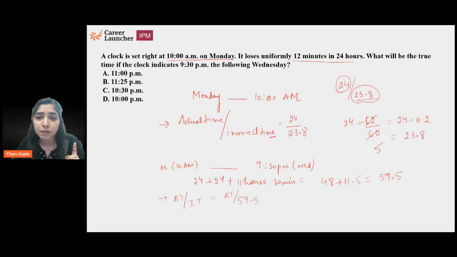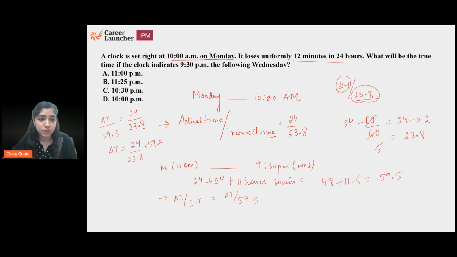Now understand one very important thing, that the clock is losing time on a constant basis. So for the actual time and incorrect time ratio, we're using the unitary method: when actual time was 24, the incorrect time was 23.8. Now we don't know the actual time, incorrect time is 59.5. So therefore it should be equal to this. So now you can calculate your actual time that has passed since 10 a.m. on Monday, which is equal to this.